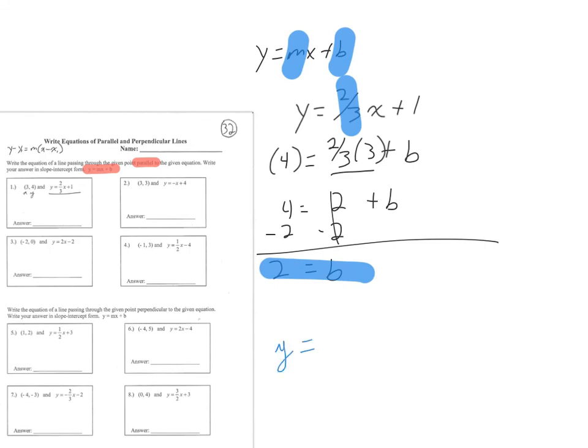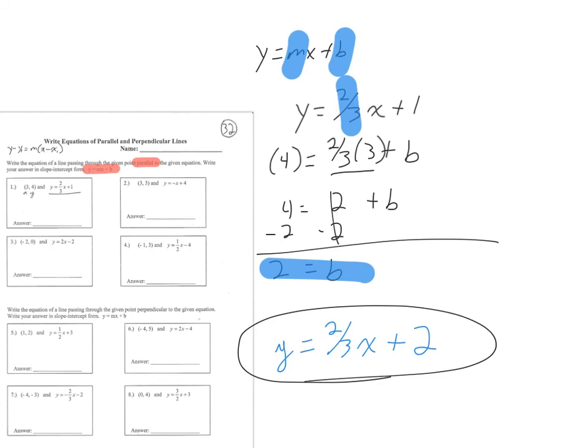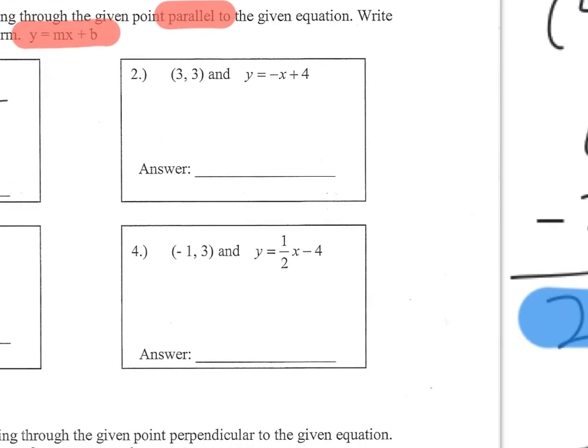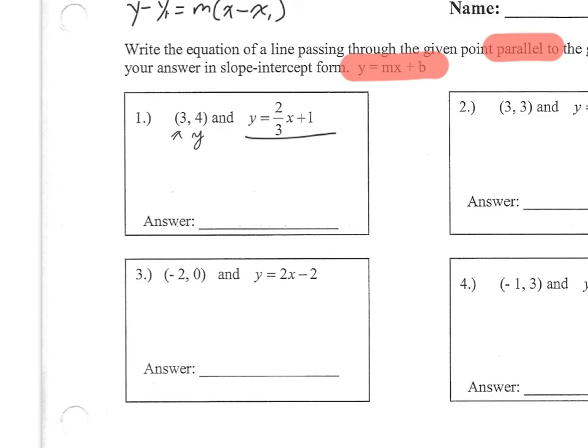Y equals the m we found from the first equation, which is going to stay the same, it's 2/3 x, plus the b we just found by plugging those x and y's in, 2. This is the answer. That's the parallel equation. So what we're going to do, we're going to zoom in. We're going to write that on that line. Y equals 2/3 x plus 2.